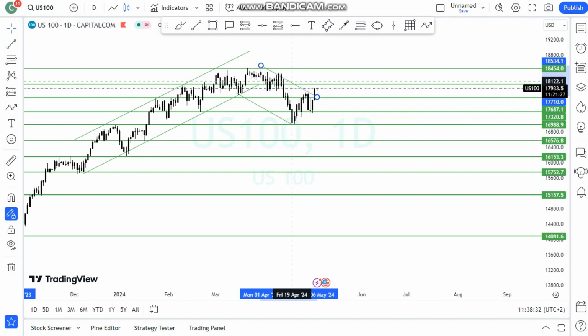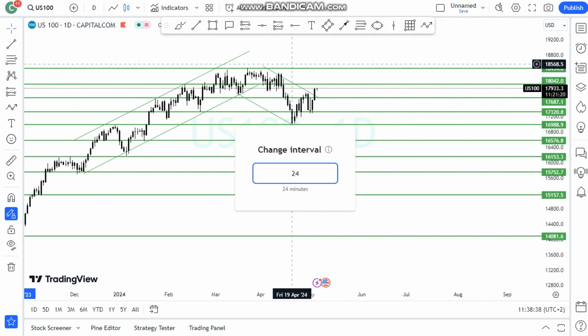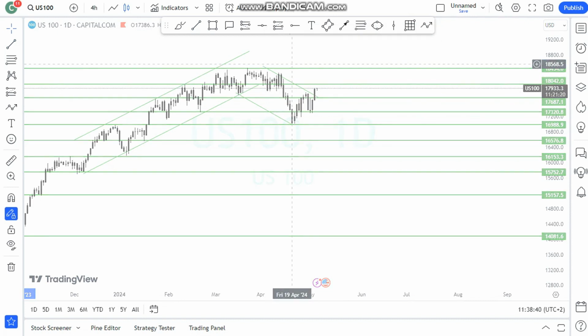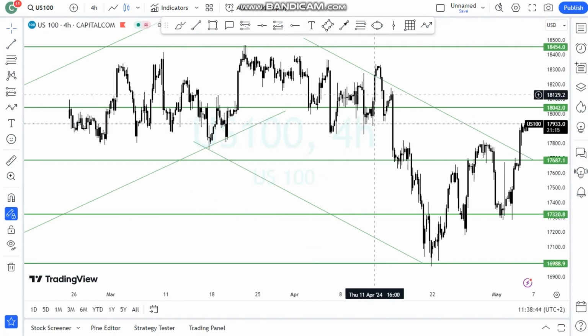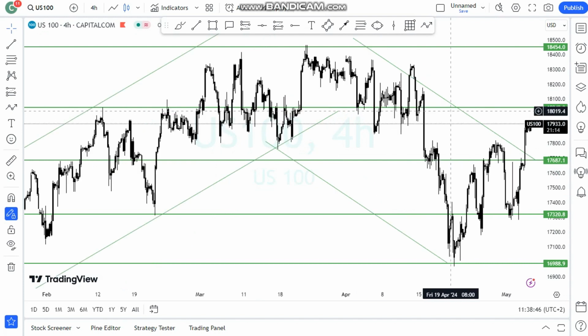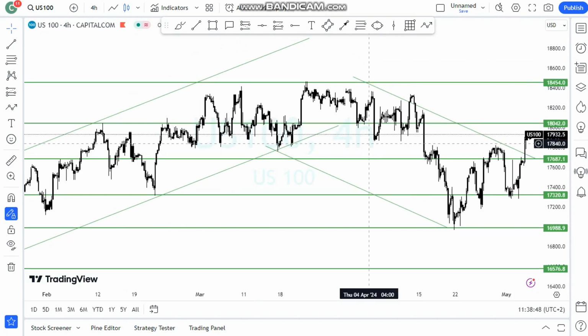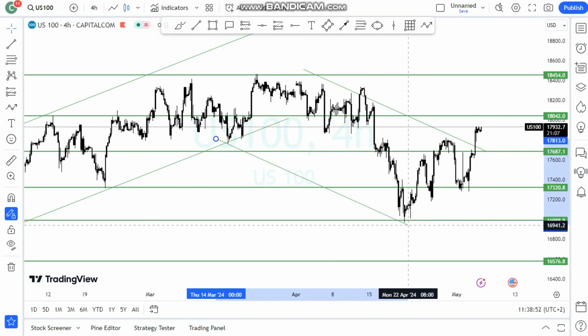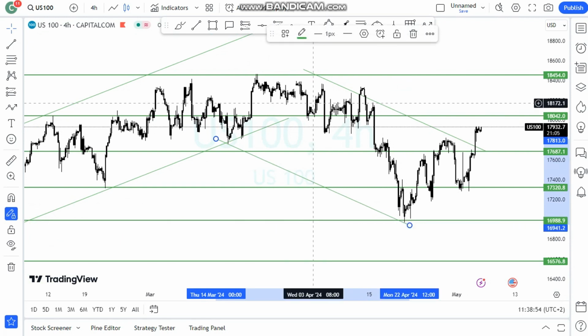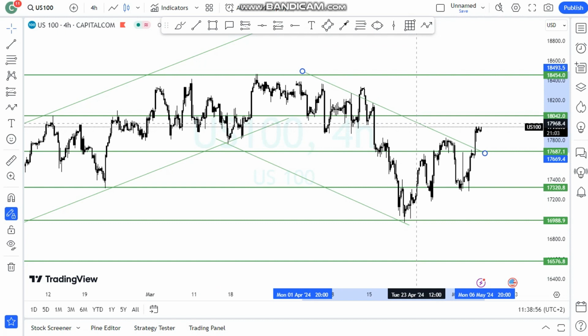Okay, it somehow does make sense. We'll take this as a fake out, and then let's drop down to our 4 hour chart, 4 hour time frame. Reset the chart and then just zoom out a little bit just to see if what we did makes sense. Okay, if need be we can just fix our lines so that they make more sense.